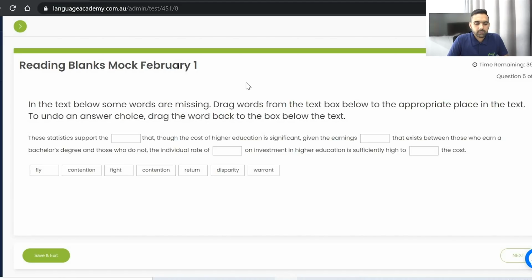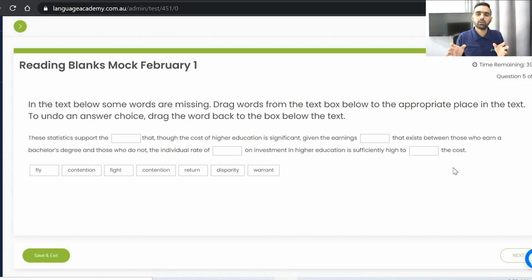Alright, these statistics support the dash that though the cost of higher education is significant, given the earnings dash that exist between those who earn a bachelor's degree and those who do not. So there's a word between, right? They're comparing two different people, one who has got a bachelor's degree and the other ones who do not have.